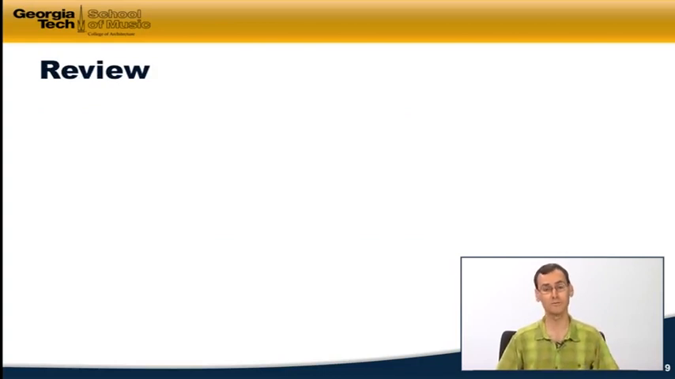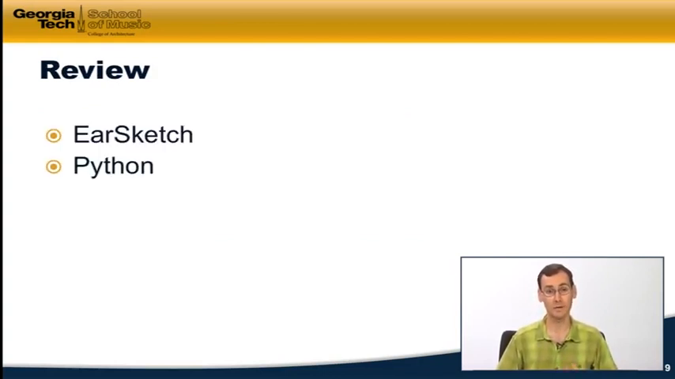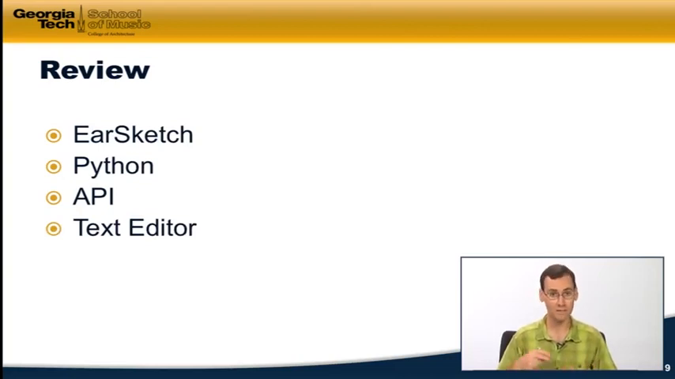So to review what we've covered in this module, we've talked about EarSketch and what it is. We've talked about the Python programming language. We've talked about EarSketch as an API, an application programming interface that extends the core functionality of Python to enable it to make music according to a DAW paradigm. We've also looked at what a text editor is, what a text editor specialized for coding is, and why we need to use that when we're writing our Python code.